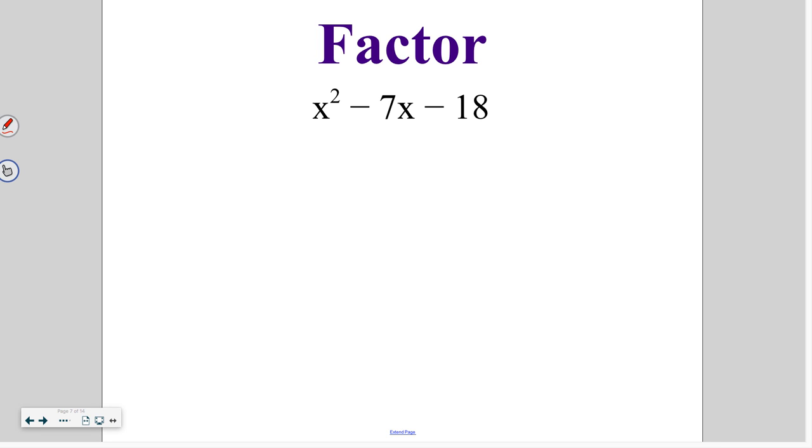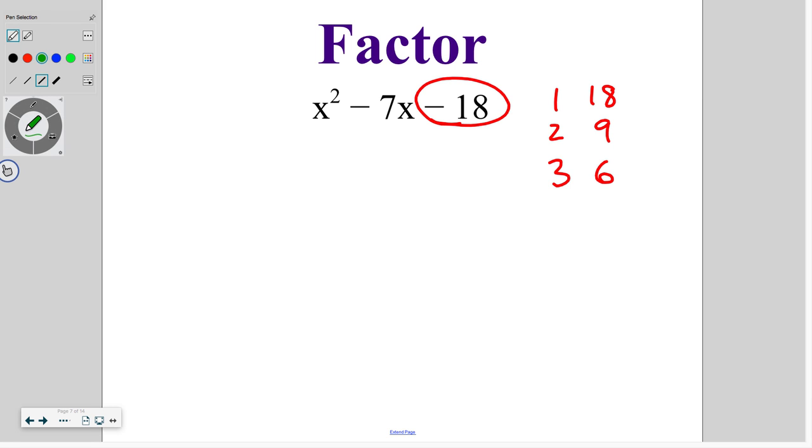Another example here. Now we have a negative for that c value. So we've got negative 18. We're going to worry about the negative sign in a minute. The first thing you want to do is still just figure out the factors of 18. So 1 and 18, 2 and 9, and 3 and 6. We haven't worried about the negative yet because we don't know exactly where it's going to go. Now we look at that middle term, which gives us a negative 7. So 2 of those numbers have to add up to negative 7, which actually means we're going to start involving the negatives.